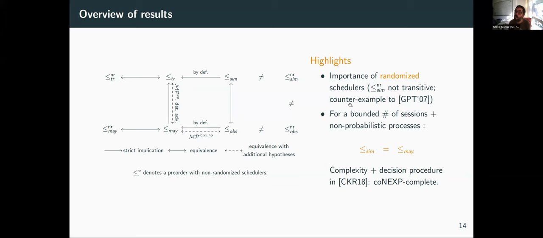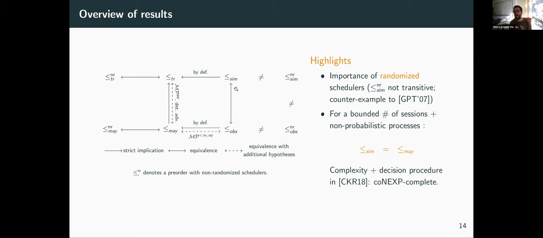And we actually were able to show that because in this earlier work on the probabilistic applied pi calculus, they were considering only non-randomized schedulers. Well, in that case, we actually have a counterexample to the main theorem that is saying that observational equivalence is the same as bisimilarity. So we have a counterexample to this. And this is solved actually if you take the definitions that we have with randomized schedulers.